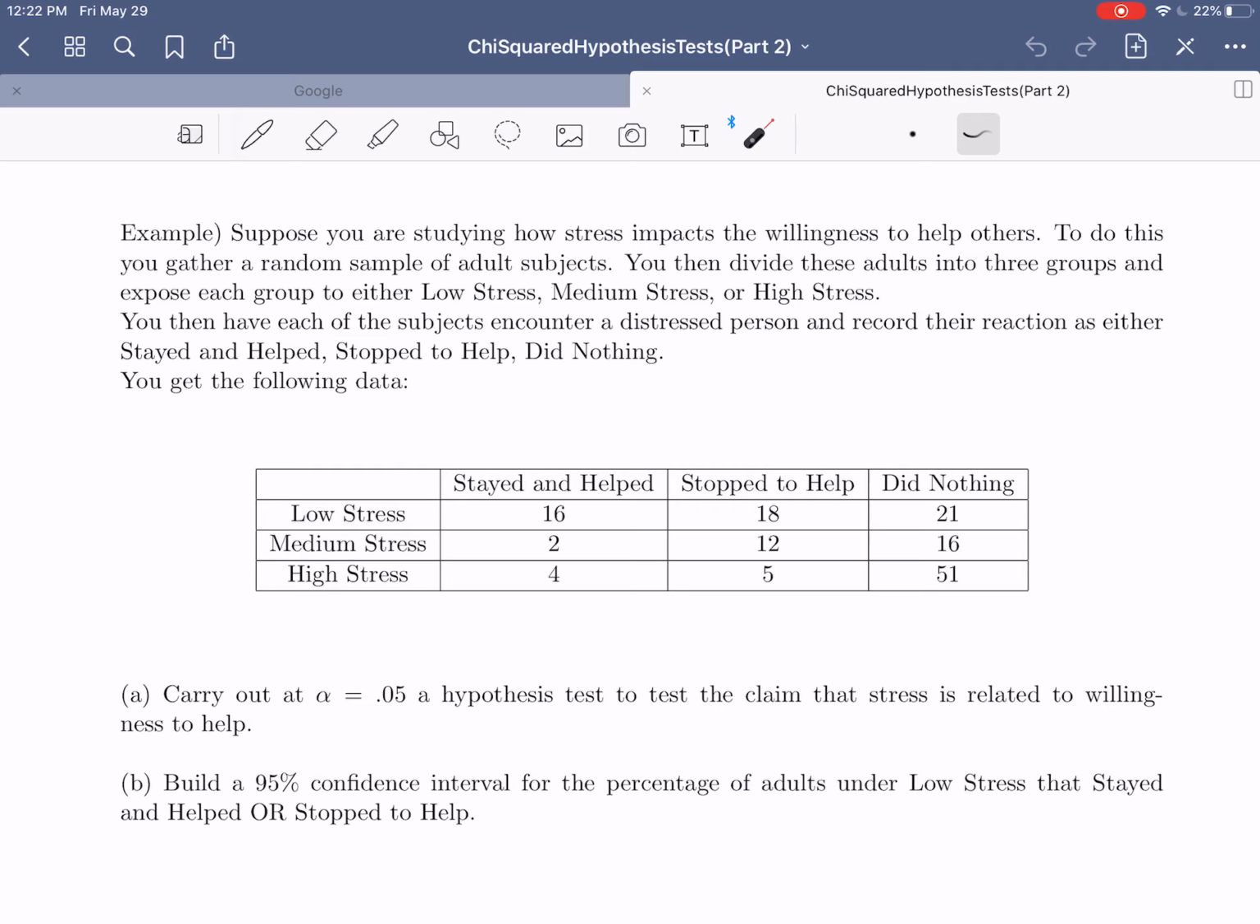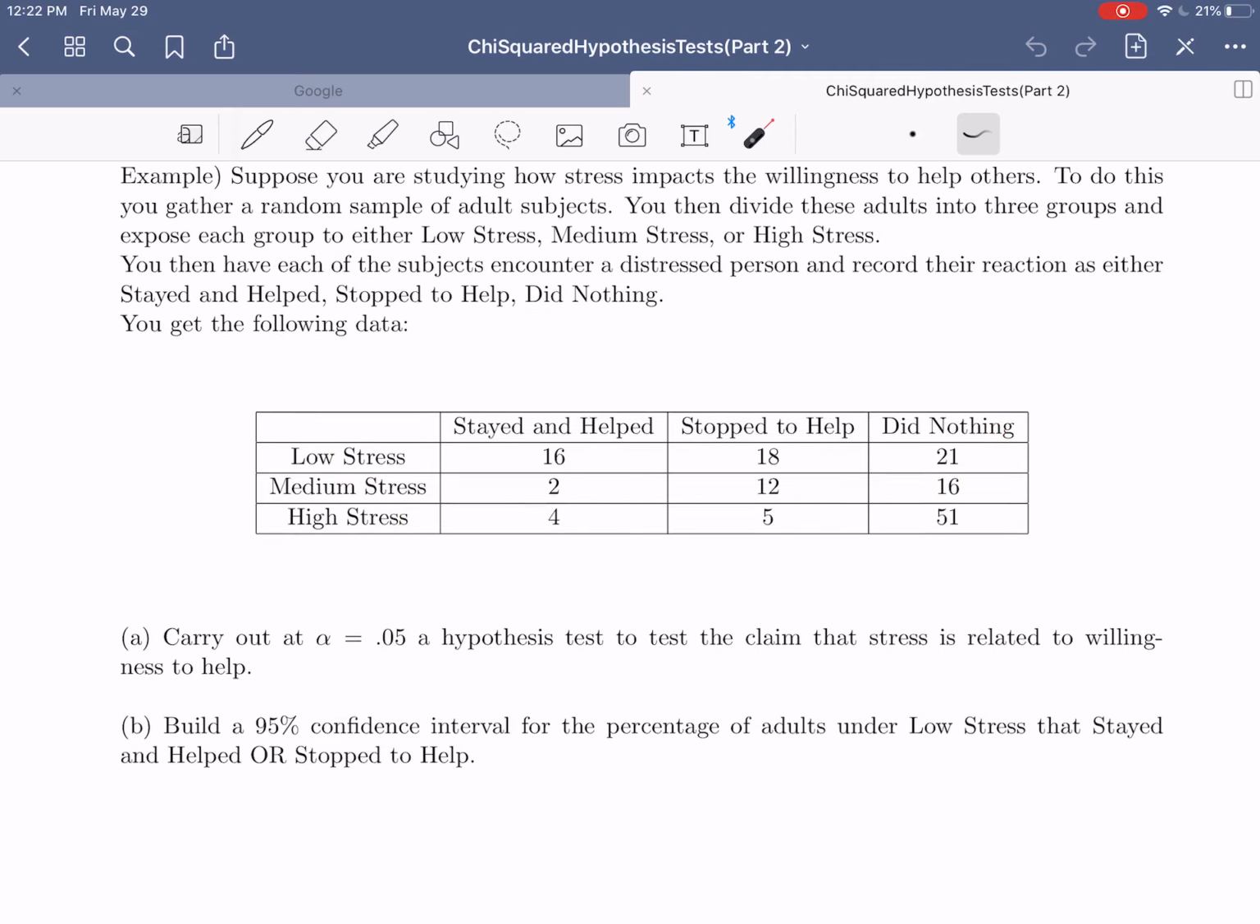We're just going to say that you divide your subjects into 3 groups, and then we expose them to either low stress, medium stress, or high stress. So there are 3 treatment groups here. Then we have each of our subjects encounter a distressed person, and we record their reaction as either the best, which is that they stay and help, or they stop to help, which is good, but they definitely continued on their way, or did nothing. And we get the following data here.